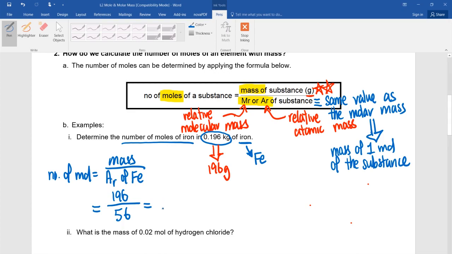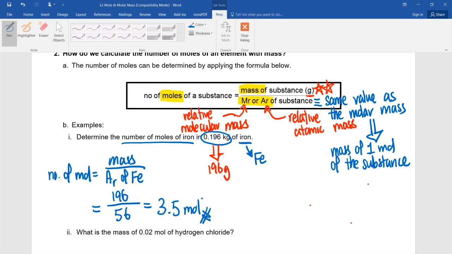And the answer is 3.5 mole. Now, of course, the unit is important, and you realize that mole can have a decimal point, and in fact, sometimes you also need to round it off to 3 significant figures. Now, remember that mole is just a representation of a certain number, in this case 6.02 times 10 to the power 23.